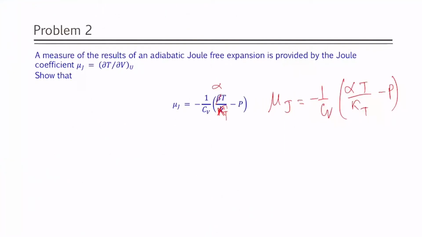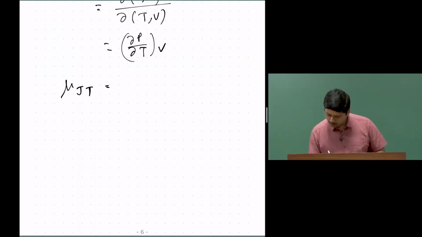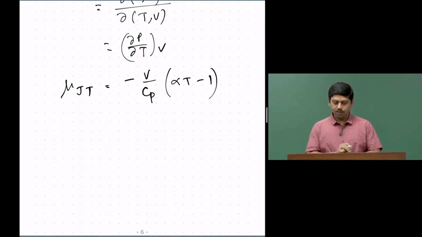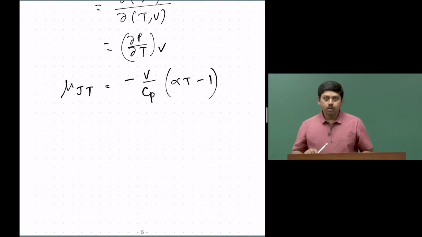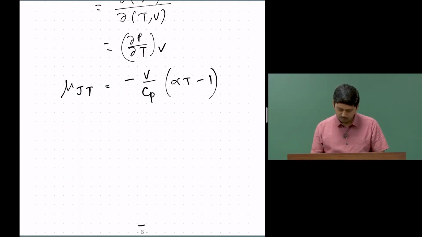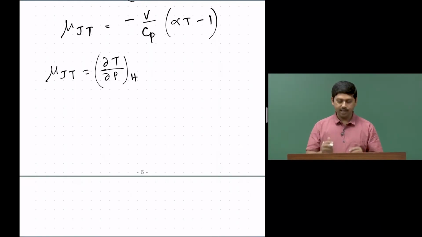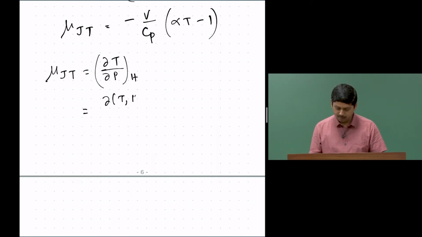Okay. Now, for the Joule-Thomson coefficient, we have to show that mu j t is equal to minus V by C p, so this beta is alpha actually, it is just a notational issue, V by C p alpha T minus 1. The Joule-Thomson coefficient is, as you know, the change in temperature with respect to pressure at a constant enthalpy. So, this one we have to show as the one mentioned here. Since H is held constant, we have to bring the H in the numerator.